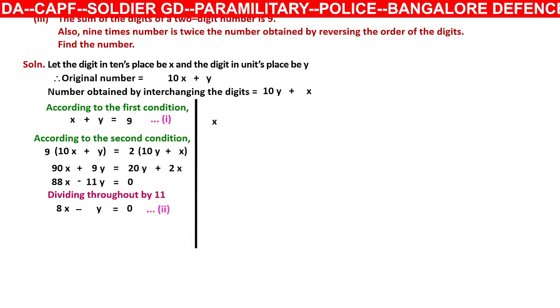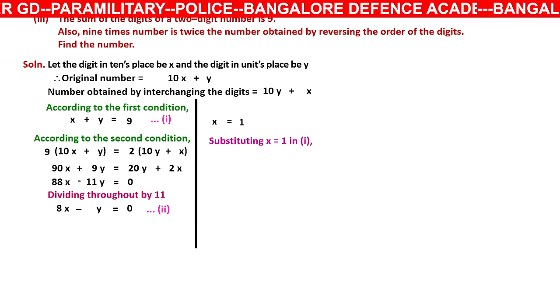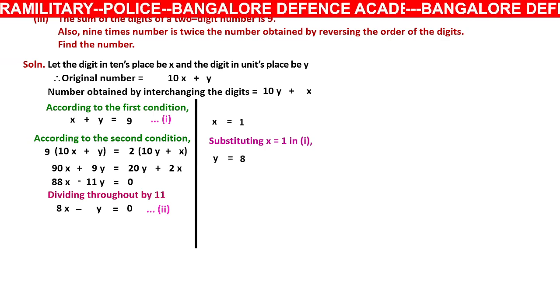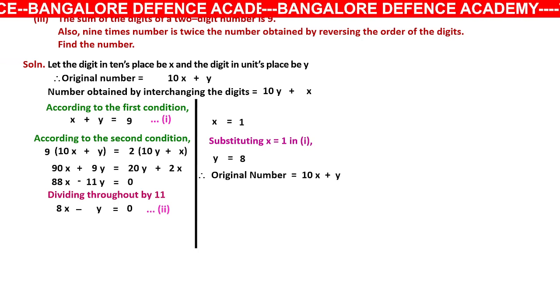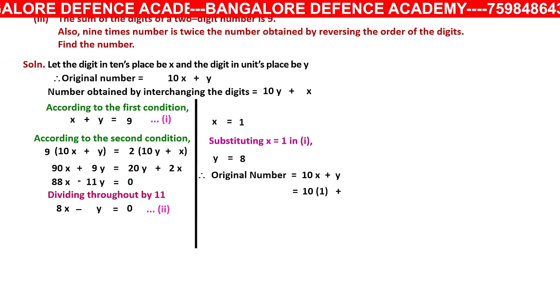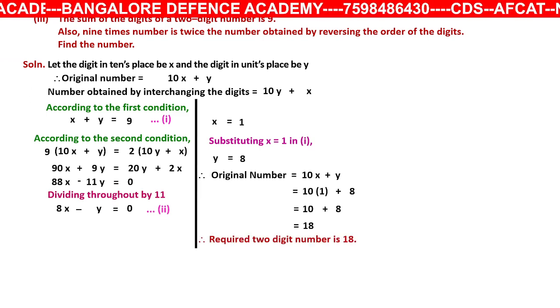Now solving equations 1 and 2, you have x is equal to 1. When I get x is equal to 1, if I substitute it, you get y is equal to 8. So the original number is 10x plus y, that means 10 into 1 plus 8. The answer is 18. So the required answer is 18.